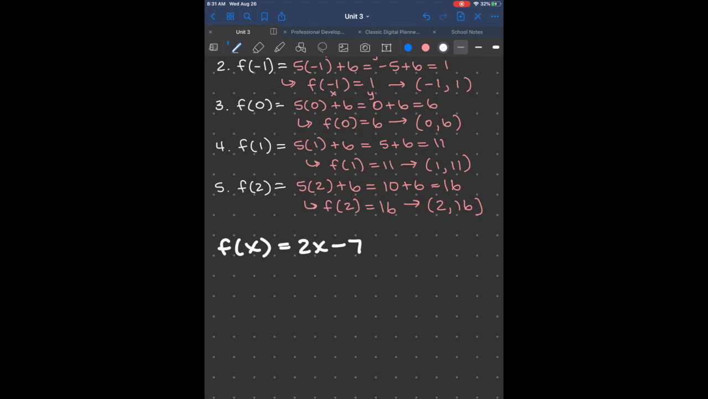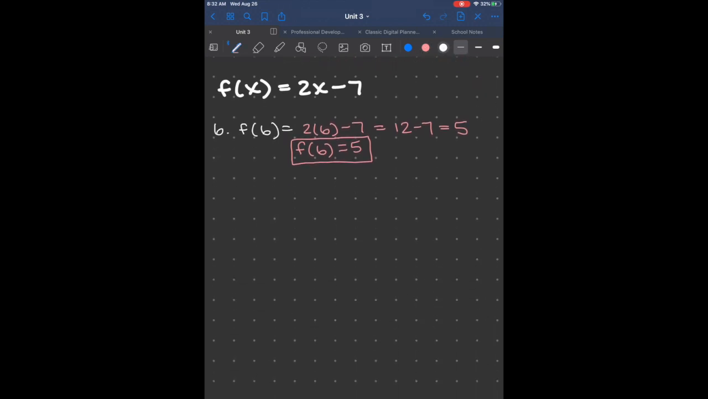Let's do another function. 2x minus 7. So let's say we plug in 6, so that would be 2 times 6 minus 7, which is 12 minus 7, which is 5. So we would say f of 6 equals 5. So f of -4 would mean that we do 2 times -4 minus 7, which is -8 minus 7, which is -15. So f of -4 equals -15.